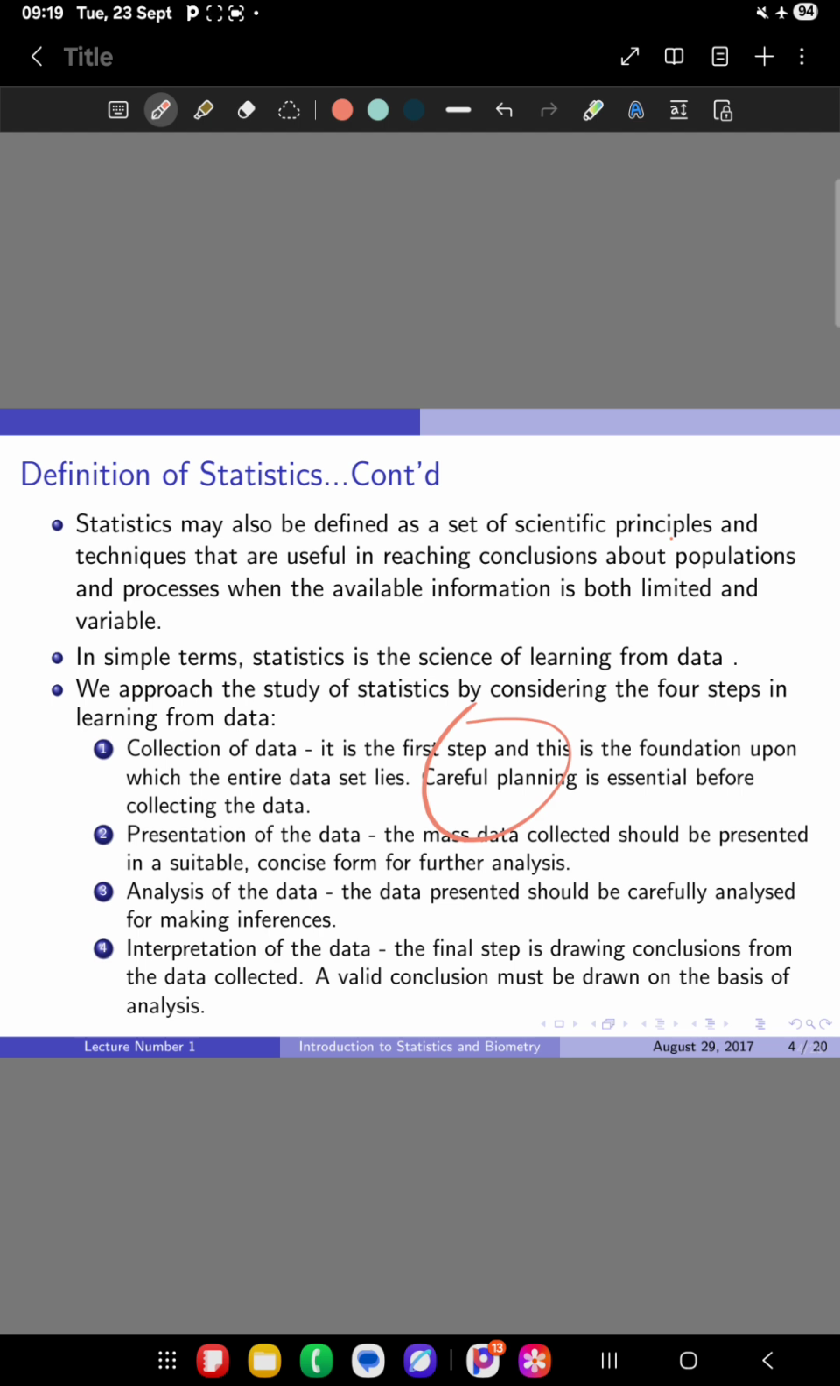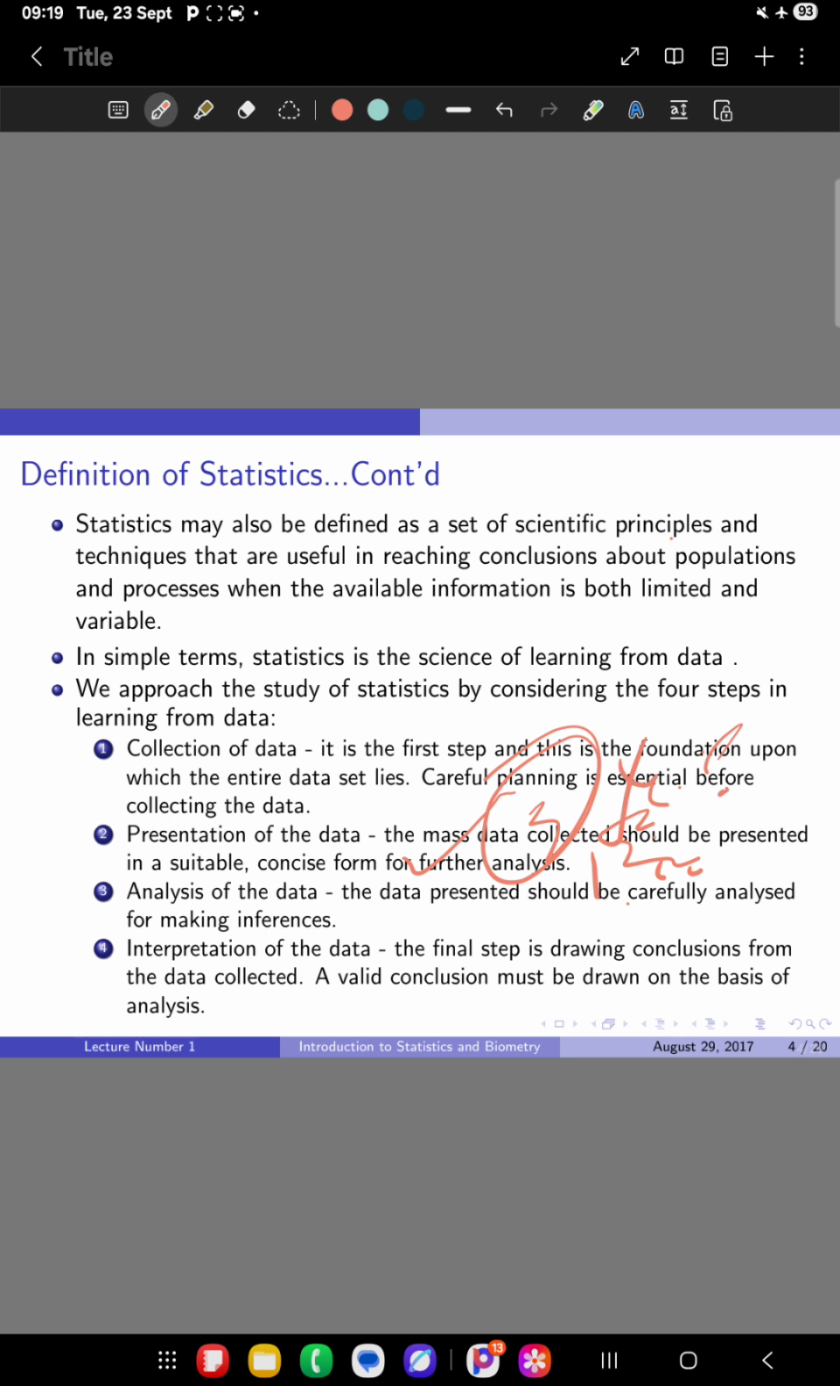When you collect the data, the second step is you have to present. So what I'm saying is, how would you present that data? You've collected your data, yes. But how do you present? The mass data collected should be presented in a suitable, concise form for further analysis. Now, on the presentation of the data, very soon, in lecture 3, we'll be talking about frequency distributions, pie charts, bar charts, histograms, everything will come here.